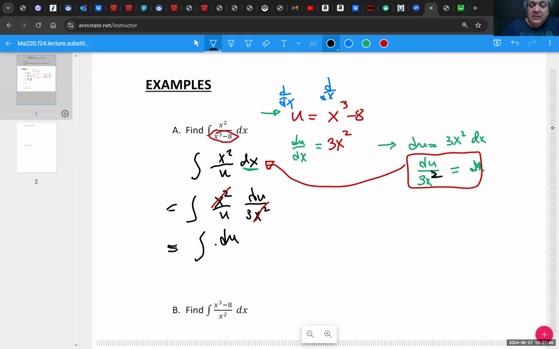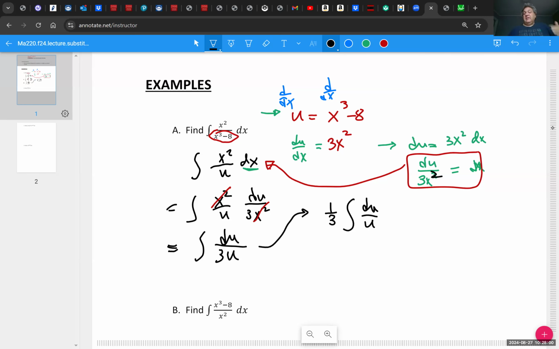So on the top, we have a du. On the bottom, we have a 3u. Some people will like to write this with the 3 on the outside. It is in the denominator, so if you do choose to write it on the outside, remember it has to remain in the denominator, so like a 1/3. And then we have du over u.